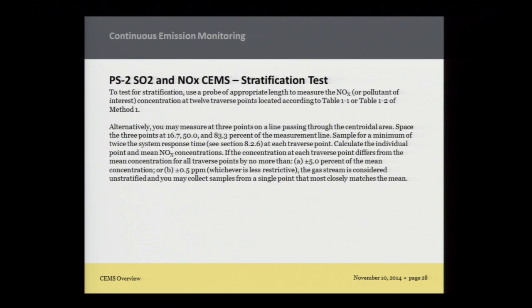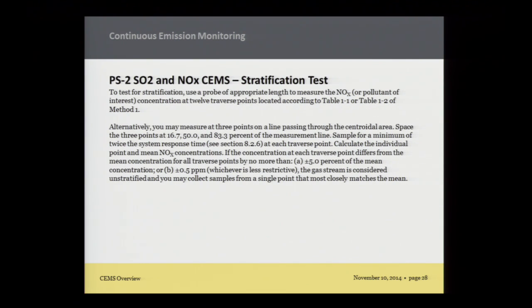Sample for a minimum of twice the response time. So you should have already set up your response time at that point. And this would really be, a lot of times you're asking your stack testers to do this, prove that it's the right place. Calculate the individual point and mean NOx concentrations, and then if the concentration at each traverse point differs from the mean concentration for all traverse points by plus or minus 5% of the mean concentration, or half a ppm, whichever is less, the gas stream is considered unstratified, and you may collect samples from a single point that most closely matches the mean.